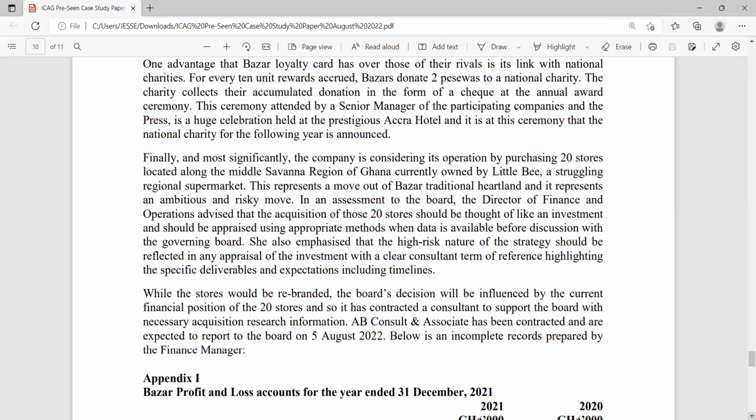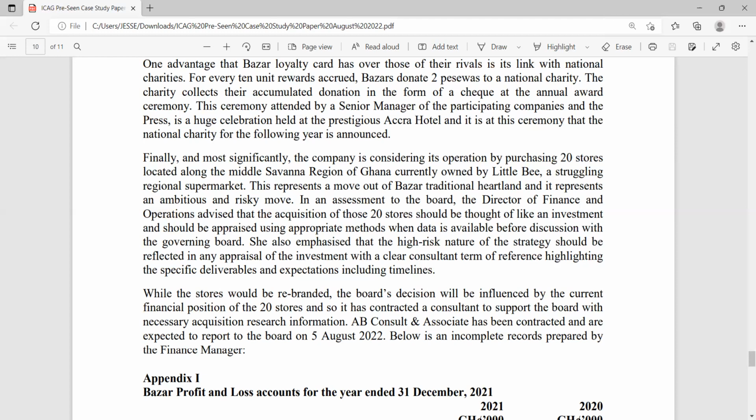So quickly brush up on your investment appraisal. So, different investment appraisal techniques. Number one is payback. Number two is accounting rate of return. Number three is NPV, which is net present value. Number four is internal rate of return, which is IRR. These are all ways to appraise investment. So please brush up on these things and make sure you understand them properly.